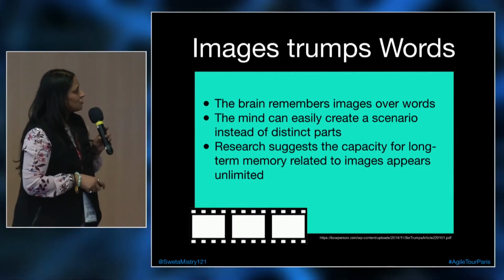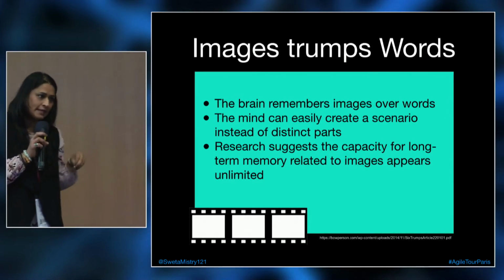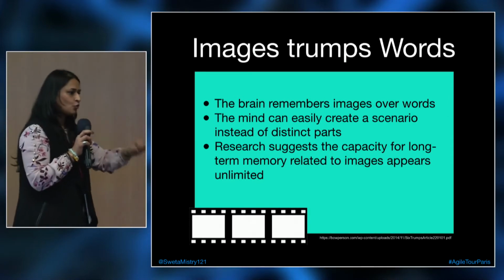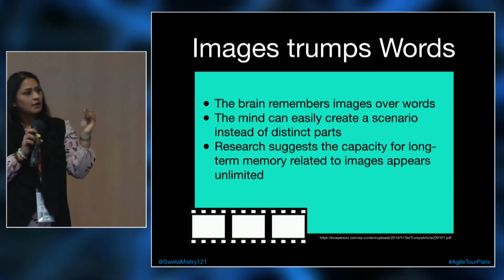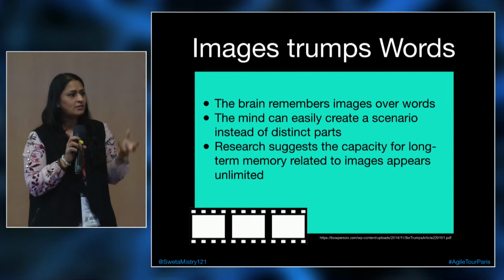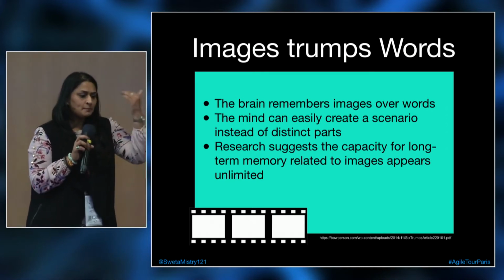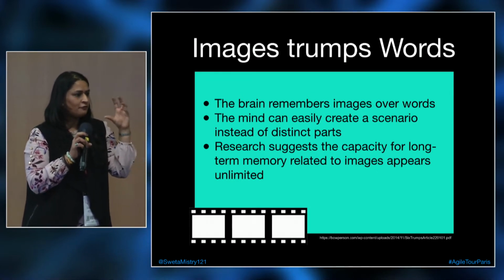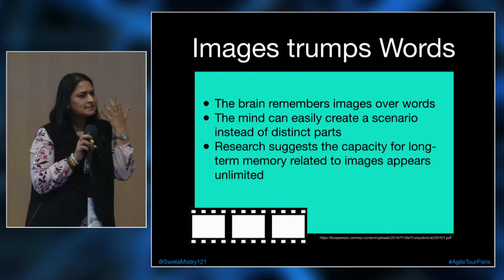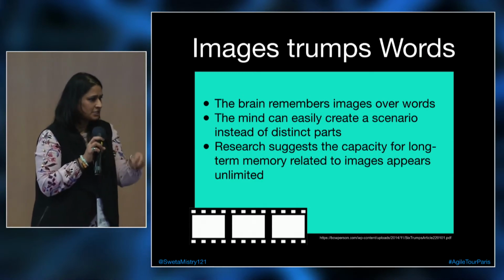And then images trump words. So this is very similar to writing over reading, because again, if you're drawing anything, it's a whole brain activity. But if you're not drawing and you're just looking at things visually, images and imagery in general help to be retained better. Research shows that for visualization, your brain seems to have almost an unlimited capacity compared to written material, okay?